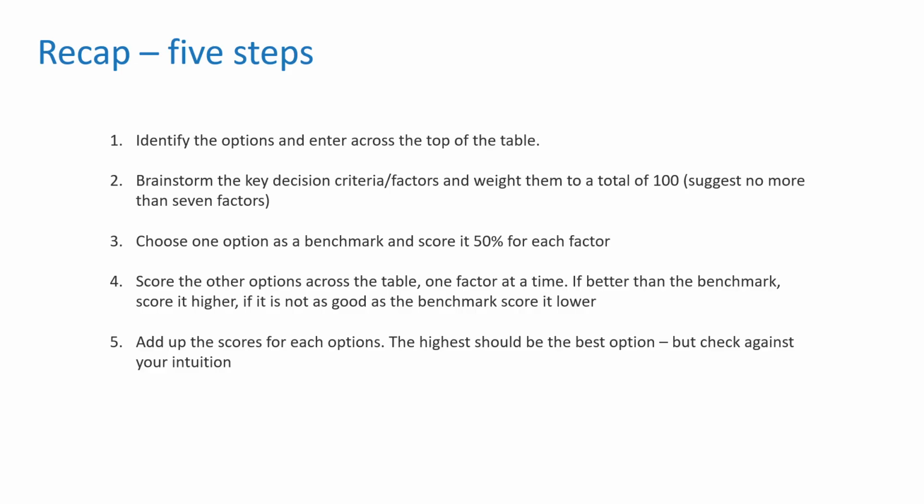So to recap, 5 steps: identify the options and enter them across the top of the table. Brainstorm some key decision criteria and weight them to a total of 100, and don't use too many, otherwise the process really does become a little bit vanilla. Choose one option as a benchmark, score it 50% for each factor, and then score the other options across the table, one factor at a time. And if it's better than the benchmark, score it higher. If it's not as good, score it lower.